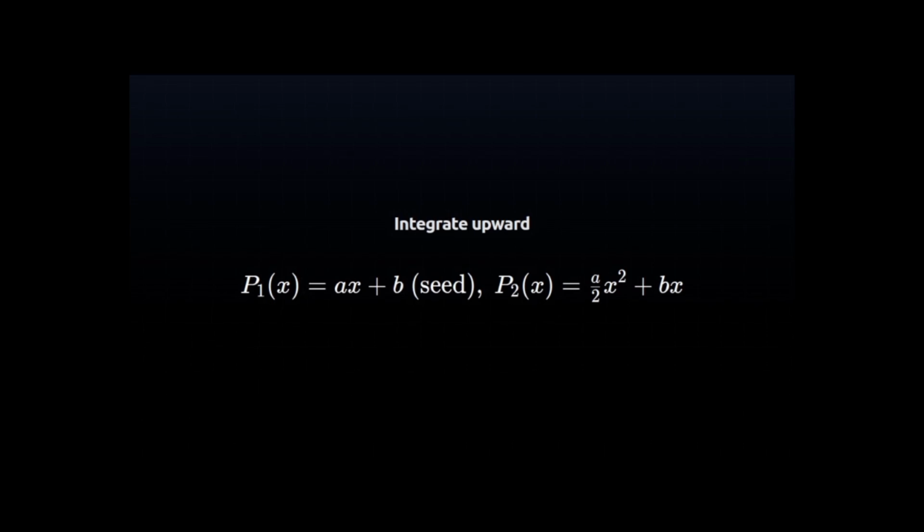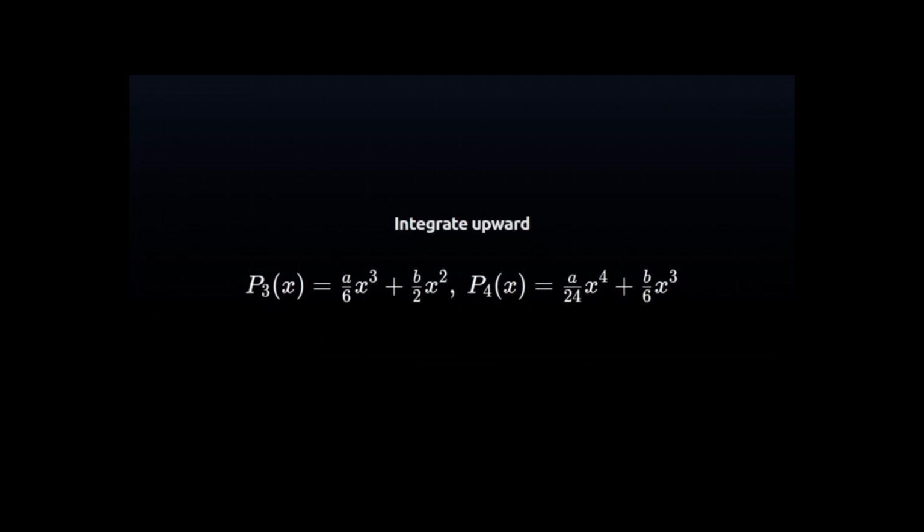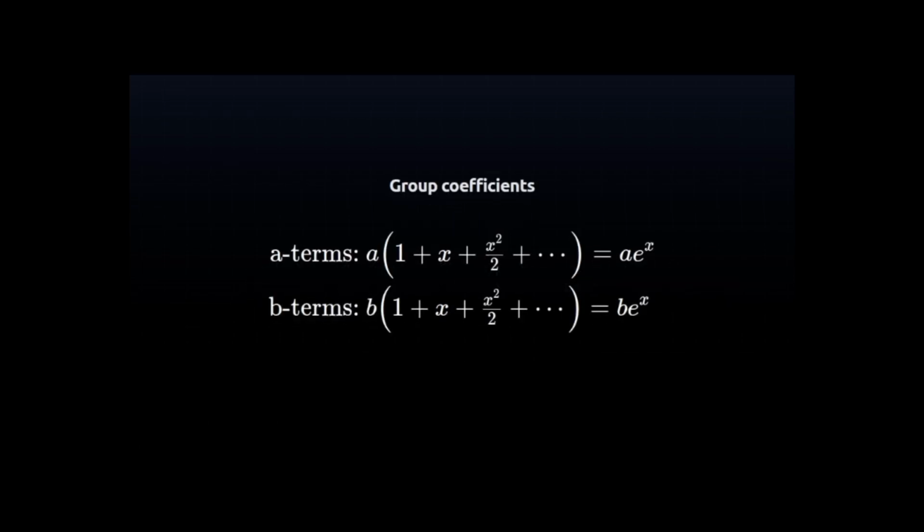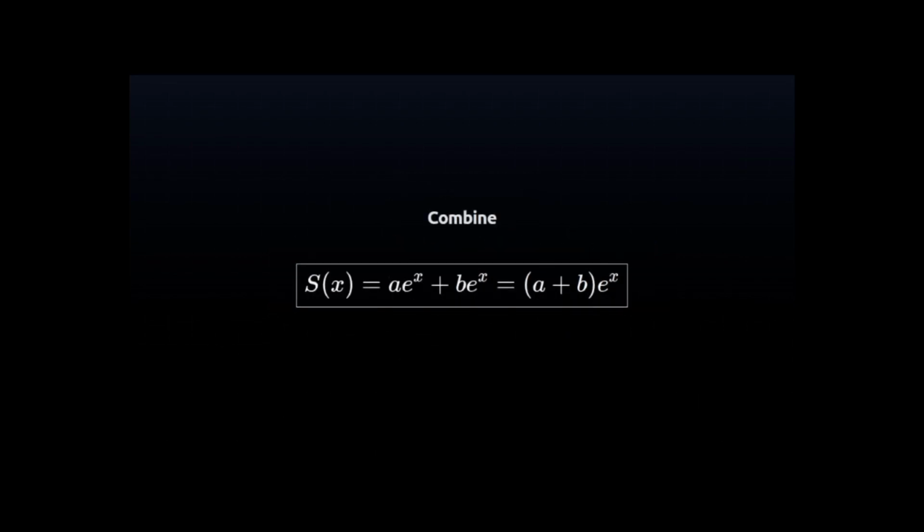p2 is a over 2 times x squared plus bx. p3 is a over 6 times x cubed plus b over 2 times x squared. p4 is a over 24 times x to the fourth plus b over 6 times x cubed. Step 3, add the terms together, then group them. The total result is a e to the x plus b e to the x, which is a plus b times e to the x.